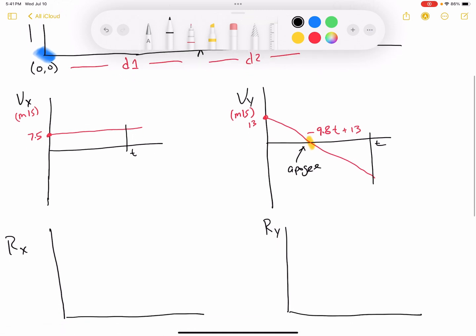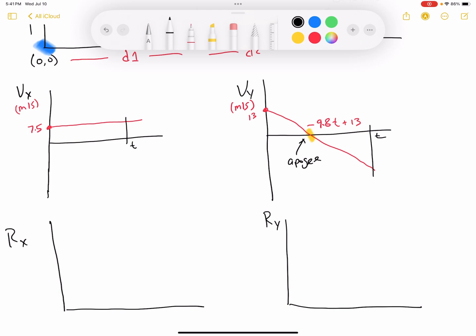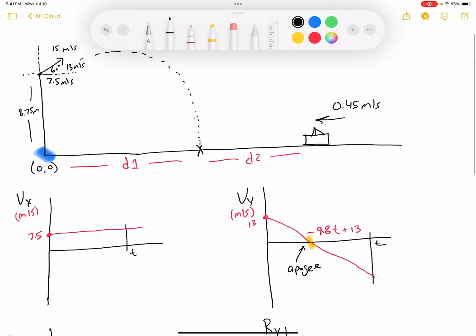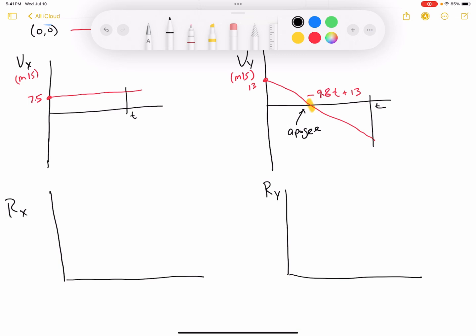So when is the ball going to hit the ground? Well, it's going to hit the ground when the position in y is 0, right? Because the position in y, it's initially 8.75, and then maybe it goes up to 9 or 10 or whatever, but then it's going to start coming down. And once it hits 0, well, then it hit the ground, okay?